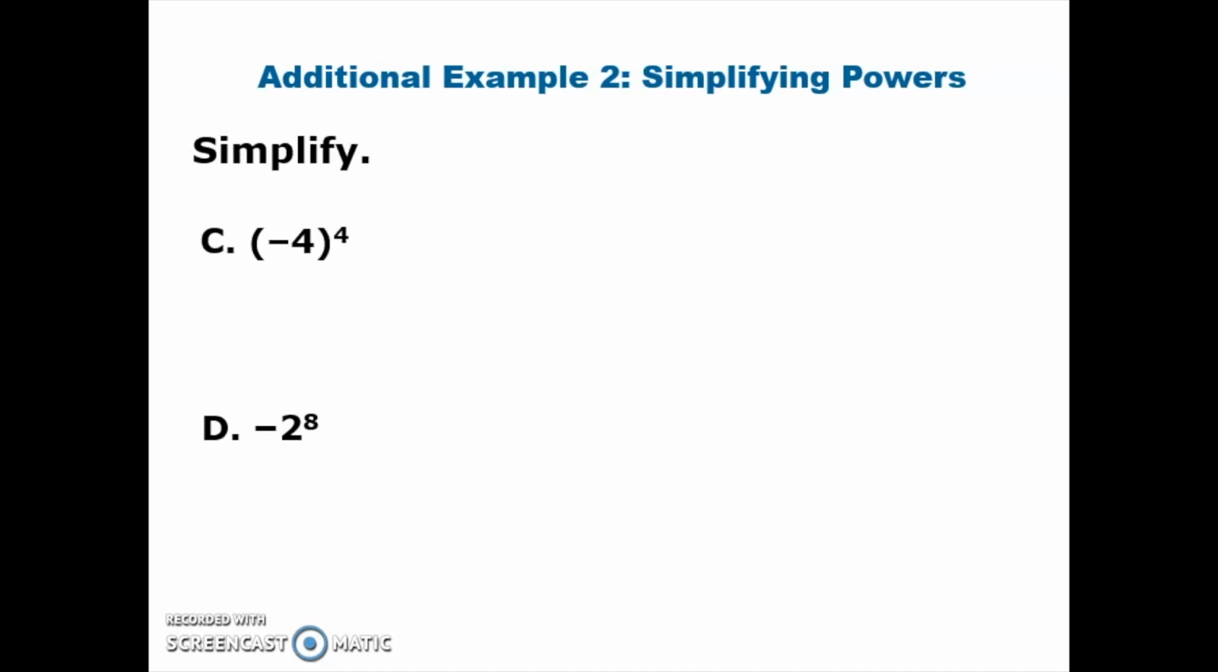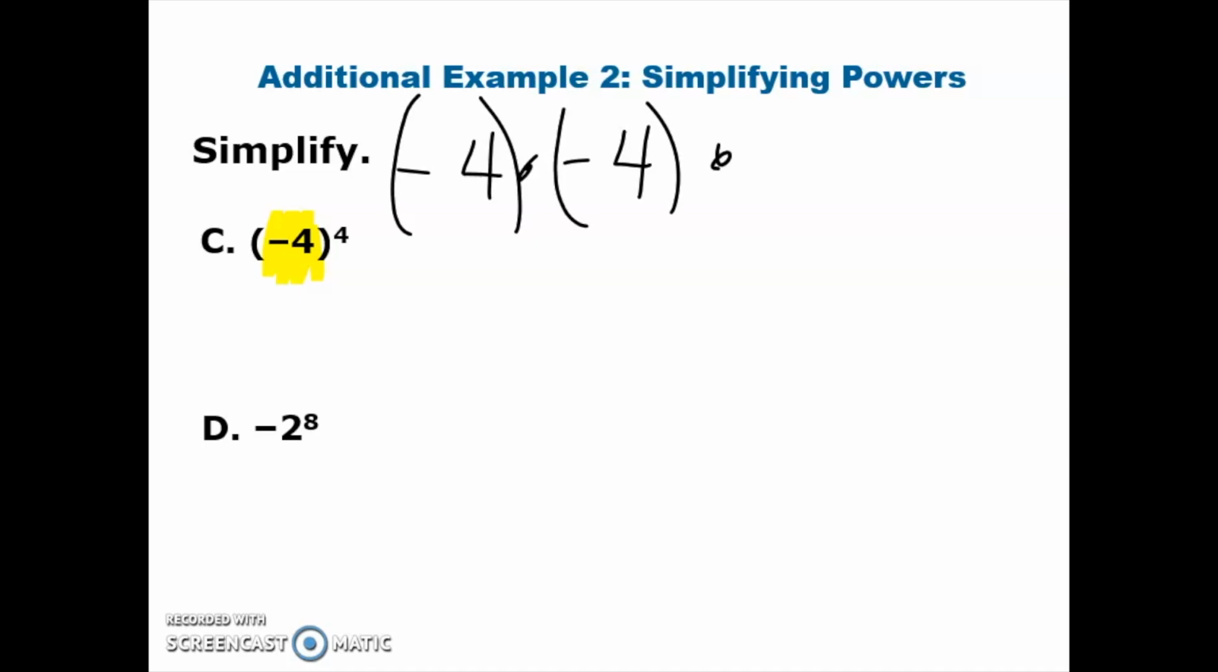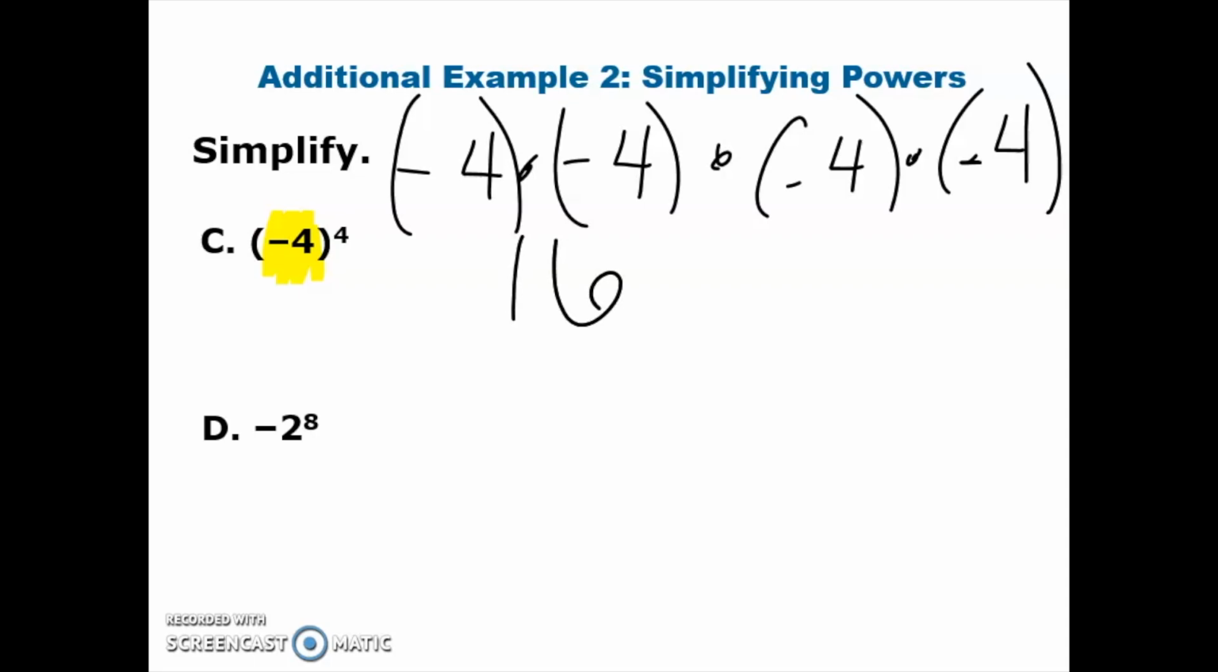Now here's an example that really focuses on that. Because we see that the negative is included in the parentheses, this is -4 times -4, and sometimes people like to continue the parentheses to be more clear, times -4 times -4. So -4 times -4 is 16, and 16 times 16 is 256.